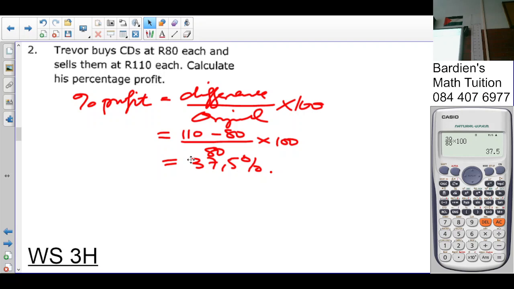Sorry? Why do I minus? Because I want to find the difference. I want to know how much profit is actually made. Calculate his percentage profit. That's why I needed to work that 30 Rand out as a percent. If the question says what was his profit, it would have been 30 Rand.